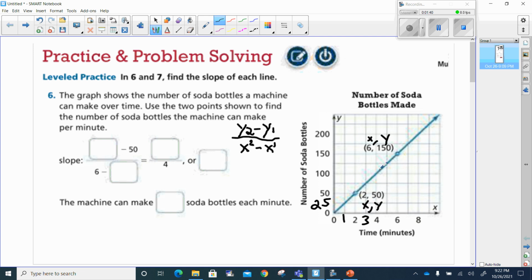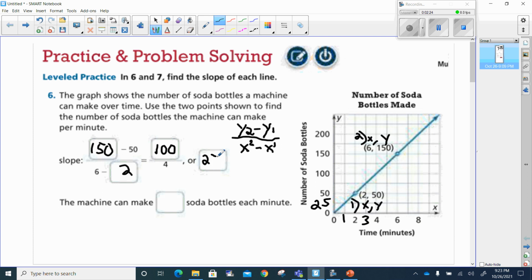Now, what we have to figure out is which one we want to be number 1 and which one we want to be number 2. I'm going to put this one as number 2, okay, because these numbers are bigger. And I'm going to make this one number 1, okay, because the numbers are smaller. And now we can see this really easy. Y2 is 150. So we have 150 minus 50. And then x2 is 6 minus x1, which is 2. 150 minus 50 is 100. And we know 6 minus 2 is 4. And 100 divided by 4 is 25.